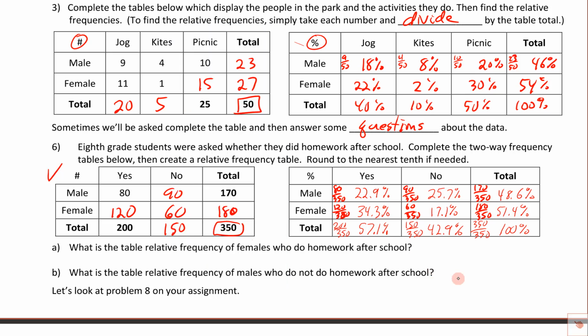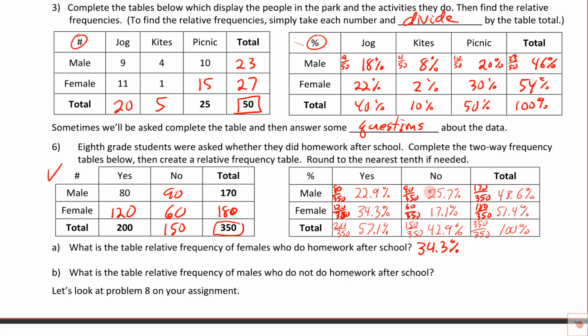All right, once we have this information figured out, we've got it organized with the raw numbers in the frequency table, and we've got it organized with the relative frequencies in this percentage table here. It says, what is the table relative frequency of females who do homework after school? So these are females who do homework after school, and it's the table relative frequency. So there were some that said yes and some that said no, so that would be 34.3%.